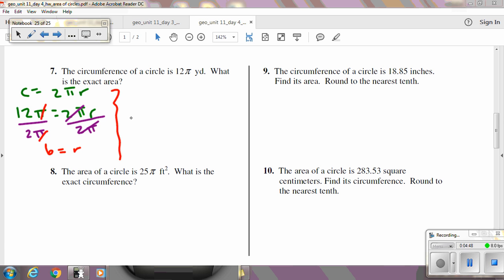And now that I have my radius, I can find my area. The area formula, again, is pi radius squared. So that means it's pi times 6 squared. And since it wants the exact area, that means leave pi in your answer. So the only thing you would calculate is the 6 squared, which is 36, and bring the pi down. So 36 pi yards squared.